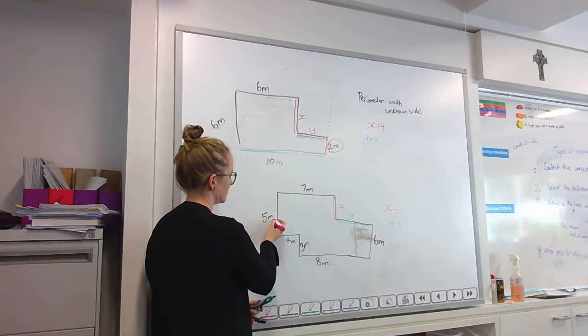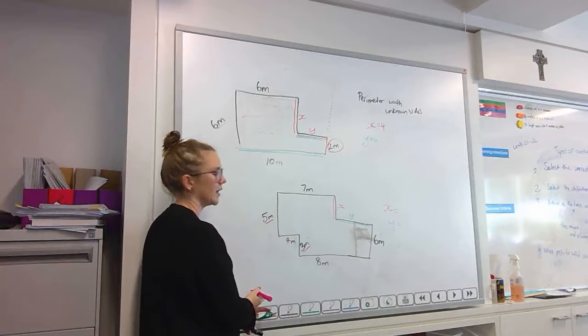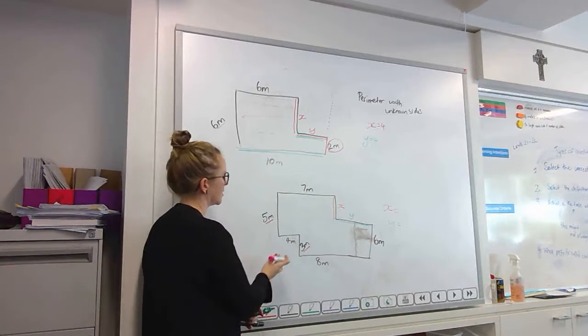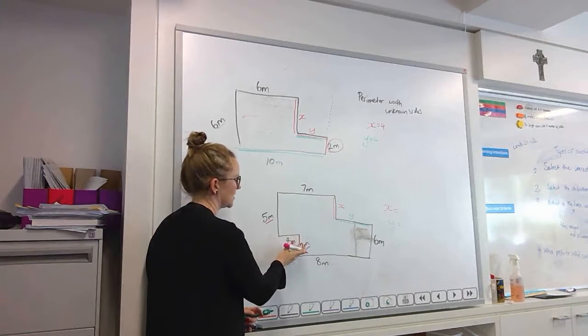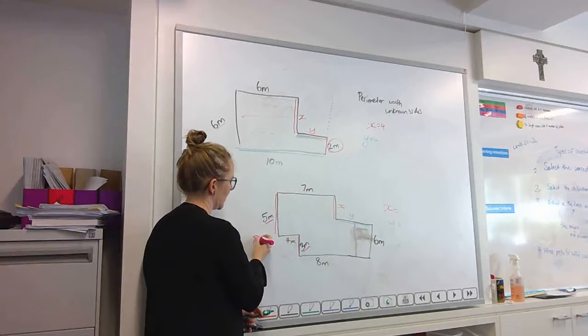8 and 4. No. 8 and 5. 5 and 8. Yeah. So you've got to look really carefully, because the 4 is here, the 3 is here. So this is the 3. Yep, and this is the 5. So altogether they are 8.